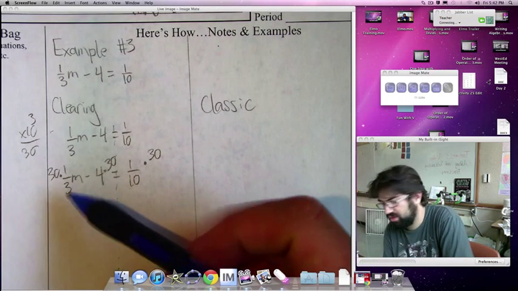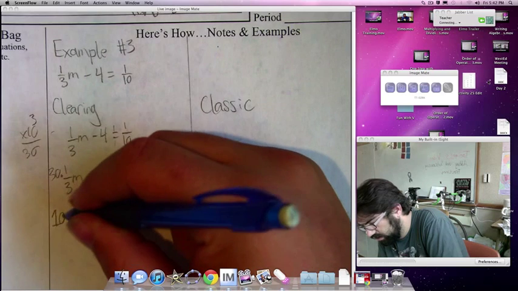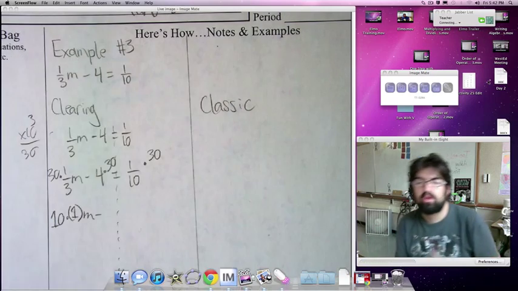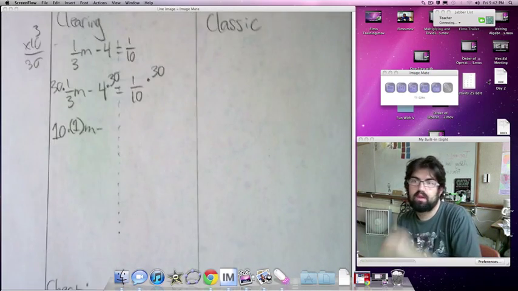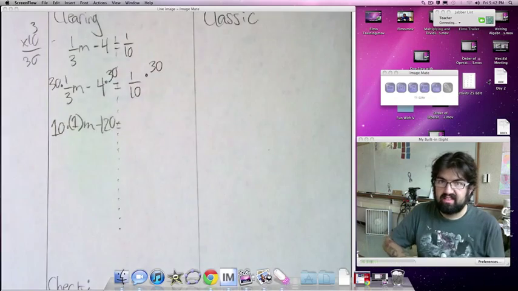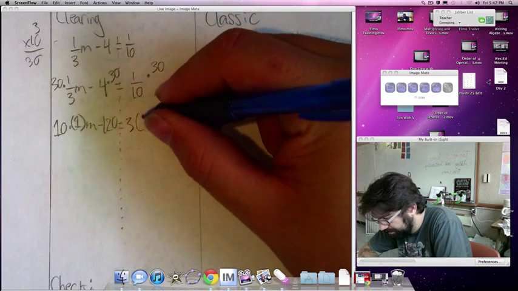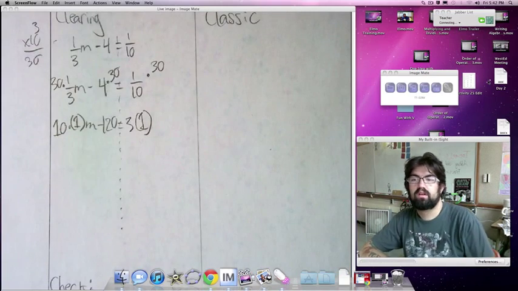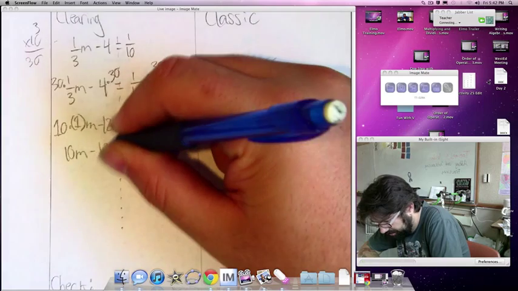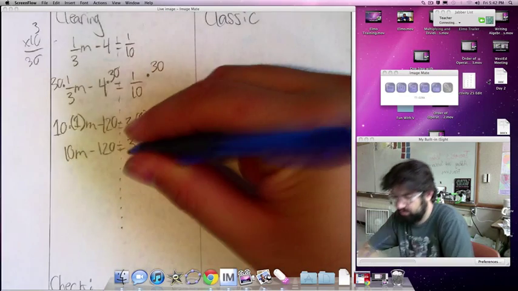30 divided by 3 is 10, times whatever's in the numerator, and m minus 4 times 10 is 40, right? Wait, 10 times 12... Add a 0. 30 divided by 10 is 3, so I'm going to have 3 times the numerator, which is 1. Okay? Now I'm going to simplify. 10 times 1 is 10, so this is 10m minus 120, which is equal to 3 times 1, which is 3. Okay?